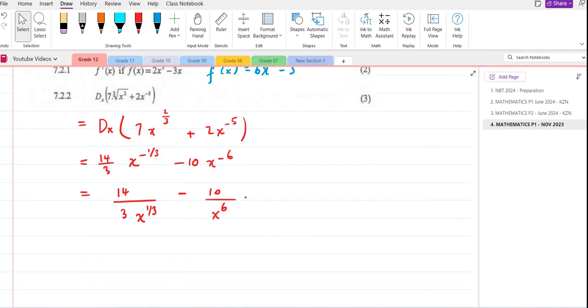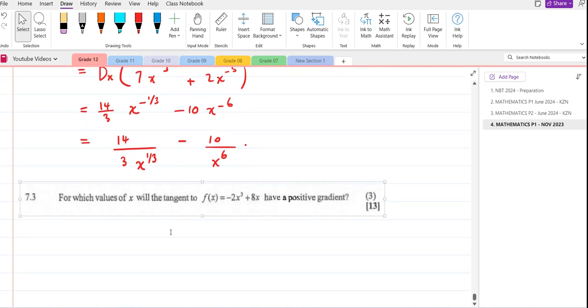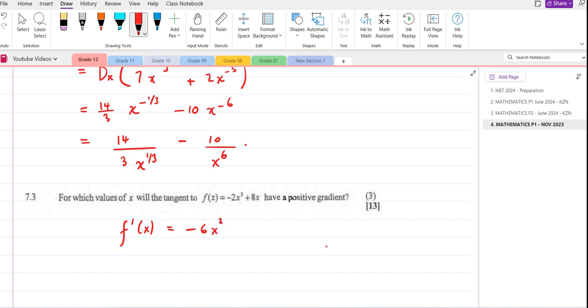For which values of x will the tangent have a positive gradient? Positive gradient is f prime x greater than 0. So we're going to find f prime x first. That gives me 3 times minus 2 minus 6 x squared, taking away 1 from the power, plus 8 is greater than 0. We want a positive gradient.